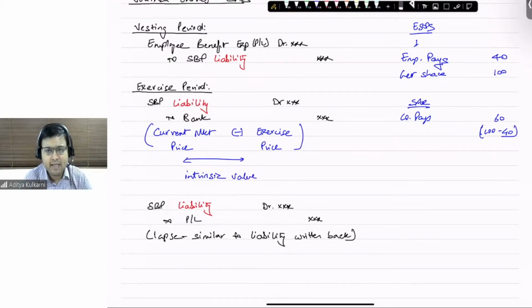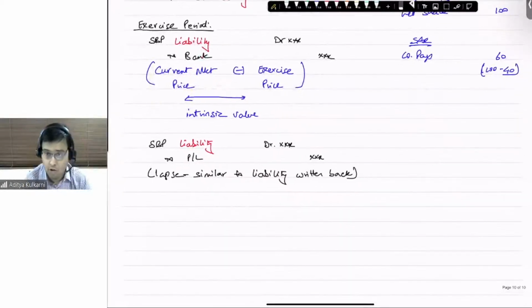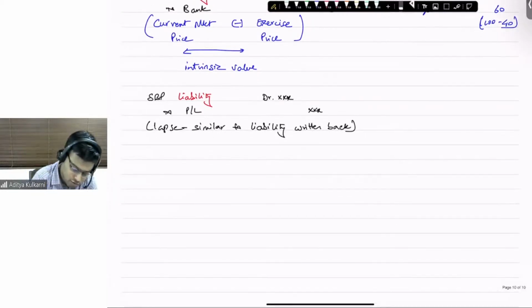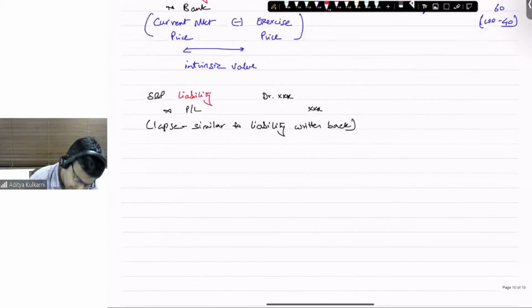Now, suppose the vesting period is done and you are in the exercise period. Suppose the exercise period is 3 years. At the end of year 1, nobody exercises. You will still do the fair valuation and take the movement in the fair value. So unexercised options also would be fair valued in the exercise period. So don't forget that. We'll just write that part down.